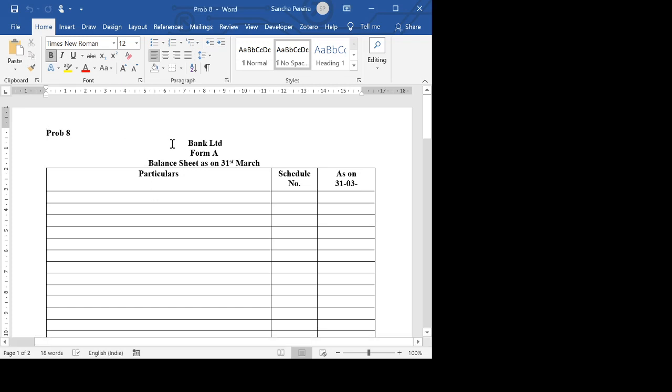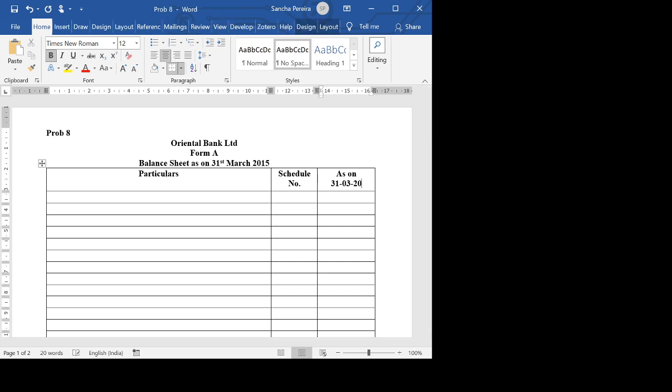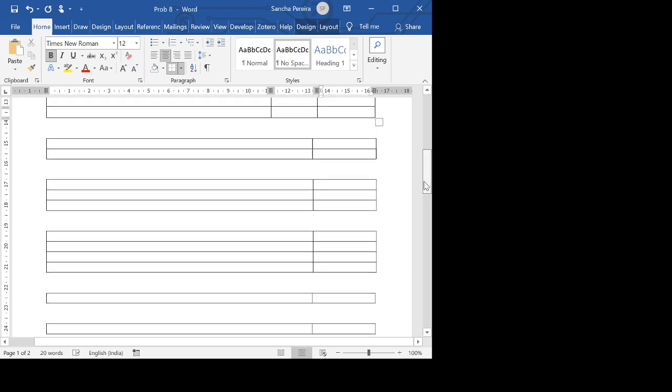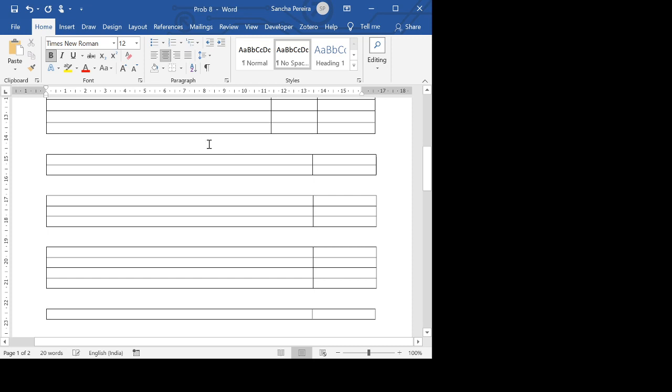So the name of the bank is Oriental Bank. Problem 8 is Oriental Bank. Balance sheet as on 31st March 2015. So let's just directly go to the schedules. Schedule 1 is capital.